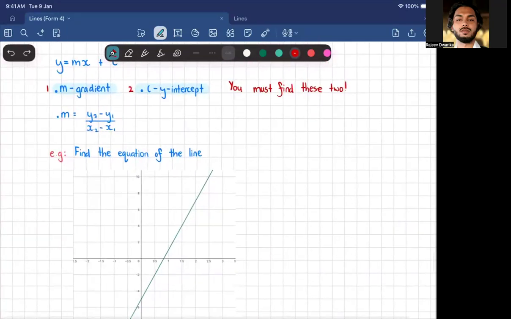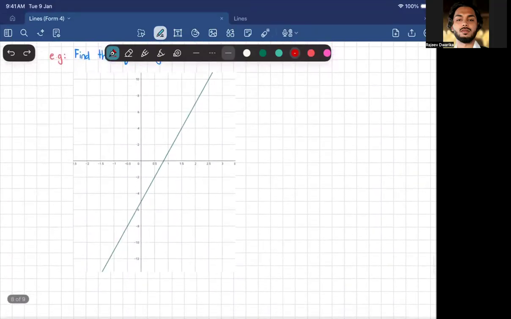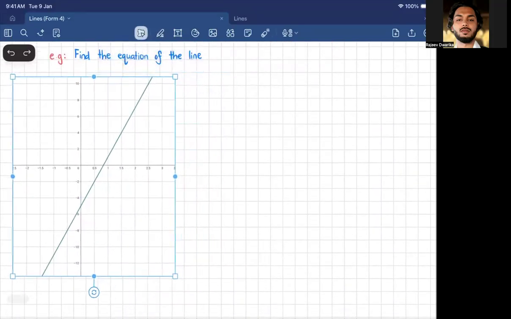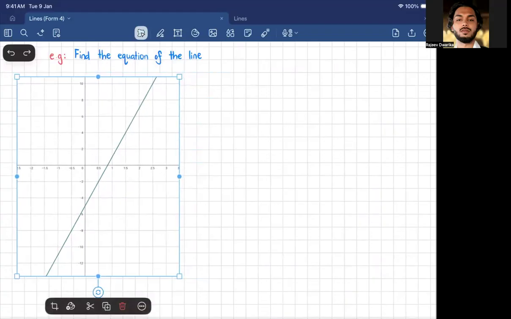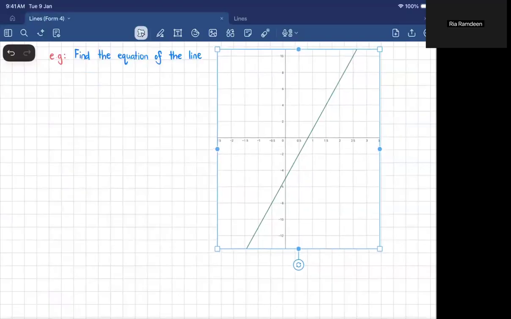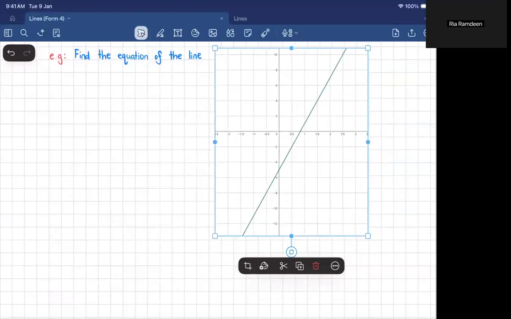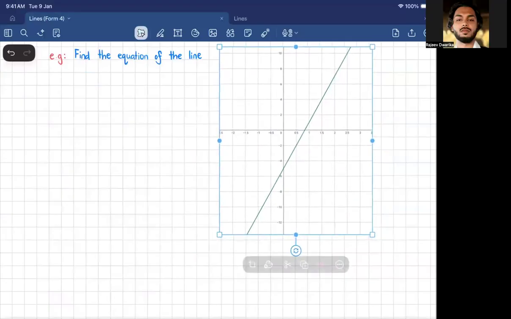So Ria, to find the gradient, do you think I should do the question as a whole, or should I split it up into parts? Or which will be easier for you to understand? Could split it into parts. Sure, not a problem.